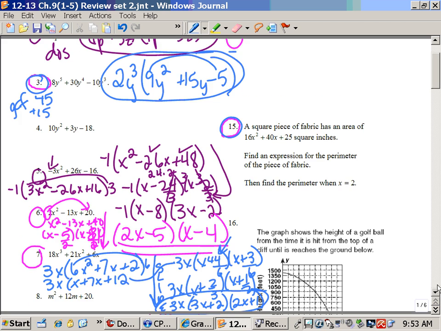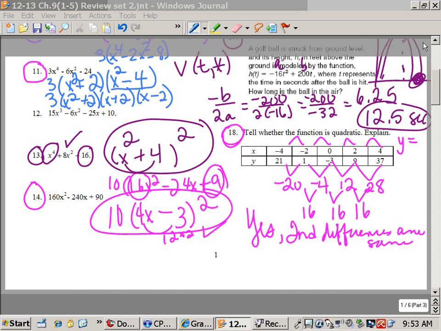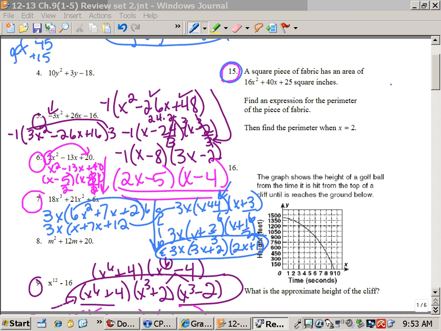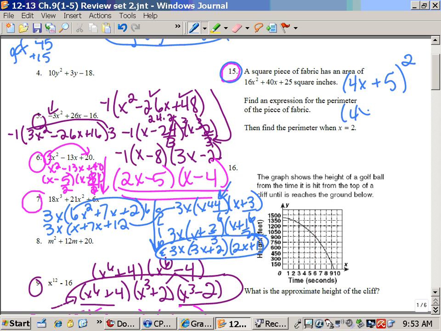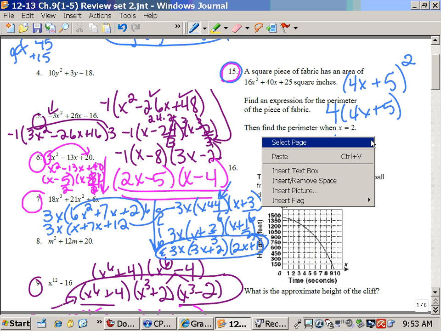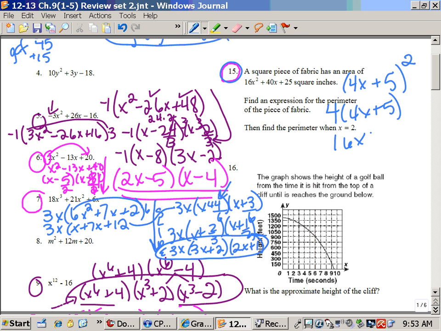Okay, this is a perfect square trinomial. Perfect square trinomial. So 16 changes to what? How about 4x, because you have to take the square root. And then the 25 changes to the number 5, and then that's squared. Okay, one side is going to be 4x plus 5, and what is all 4 sides? You have to multiply it by 4. That gives me 16x plus 20.